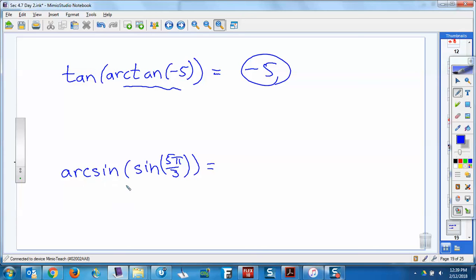Okay, what about this one? Now it's in that other order. We got to be careful. But even if you didn't think about it, you just do sine of 5 pi thirds. Where's 5 pi thirds? Quadrant 4. It's down here with a pi thirds reference, right? It'd be 1 pi short of 6 pi thirds. Okay, so it's down here.